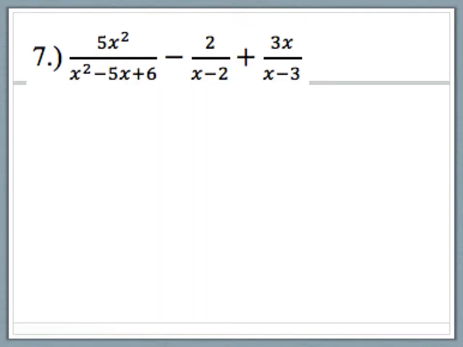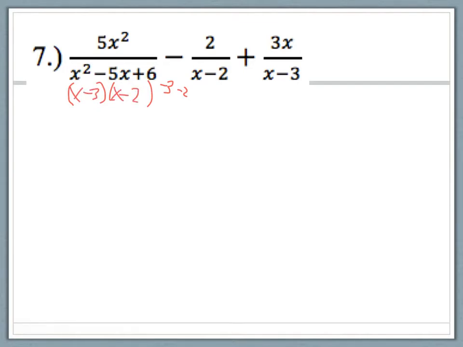Now, if I look at this one, same thing. We have the x minus 2, x minus 3. Before I can figure out what I need to multiply the bottoms by to get common denominators, we need to factor this. So we're going to factor what multiplies to 6 but adds up to negative 5. Well, that's negative 3 and negative 2. So we're going to have x minus 3, x minus 2.